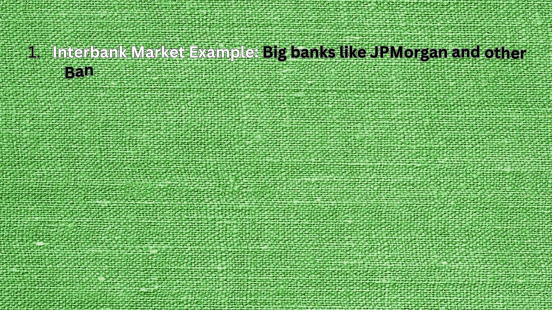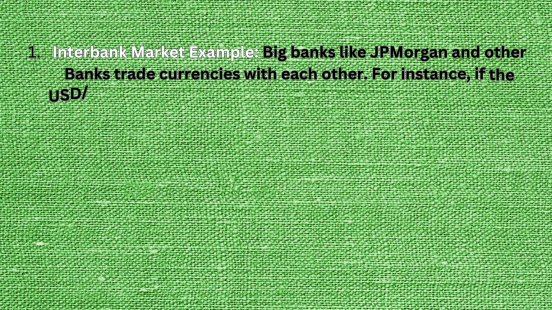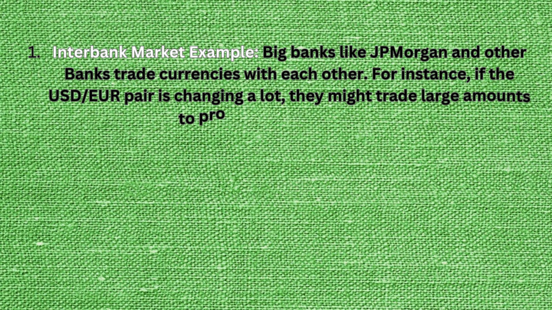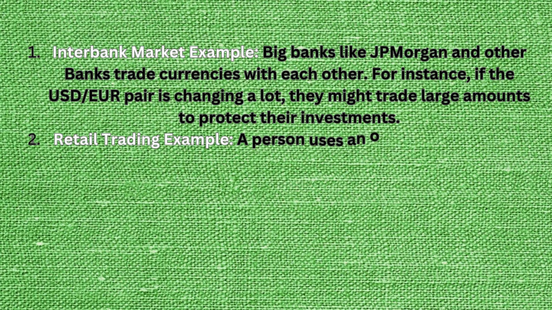So we have an example of interbank markets here. So big banks like JP Morgan and other banks, they trade currencies with each other. For instance, if the USD pair is changing a lot, they might trade large amounts to protect their investments.